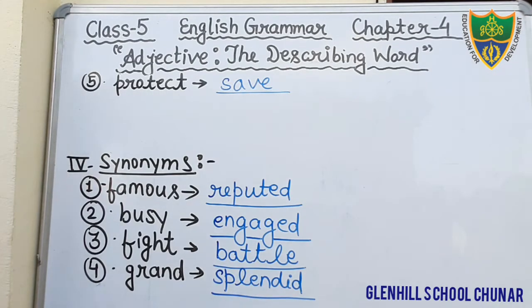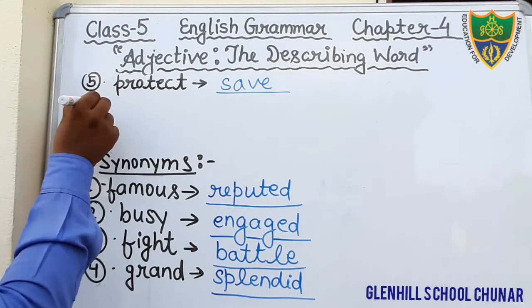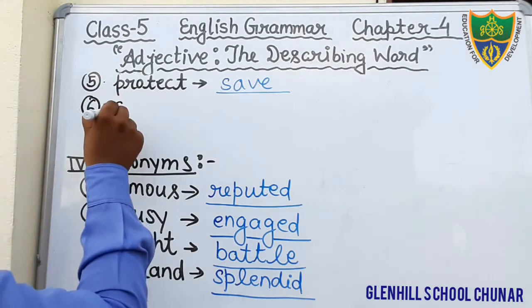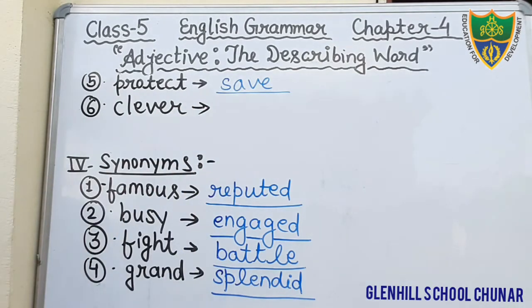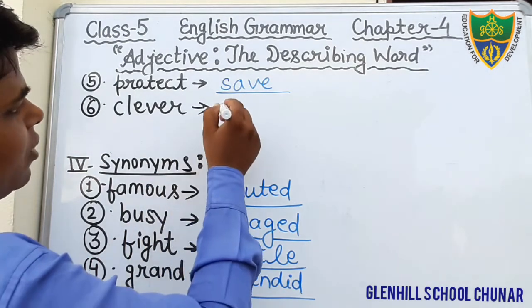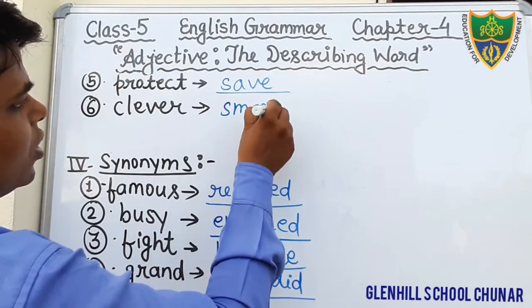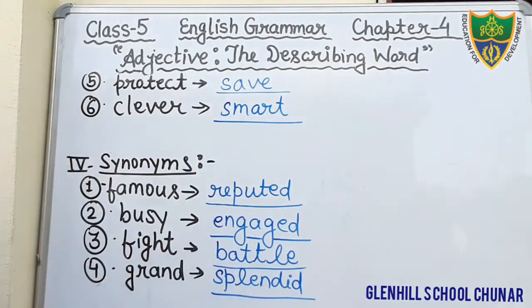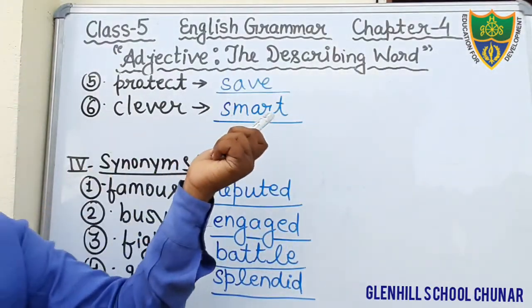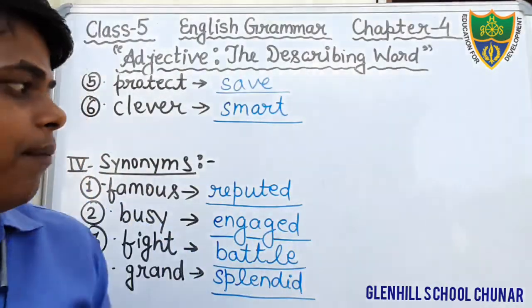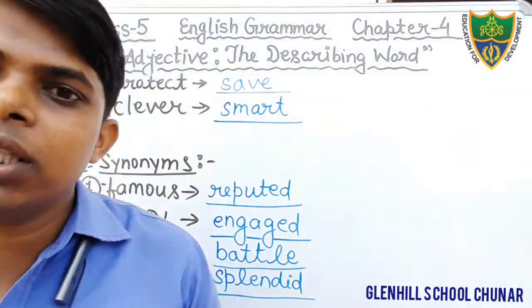Next question, question number 6. That is given clever. C-L-E-V-E-R. You have to write what? That is synonym. Clever means smart. Okay. So just fill in the blanks. Smart. The synonym of clever is smart. Okay, students. The synonym of protect is save. Synonym of clever is smart. So in this way we have completed the exercise number 4, that is synonyms.